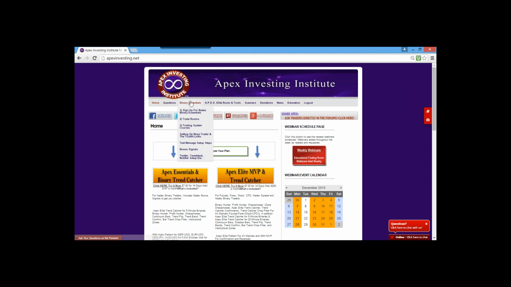Right here under the Binary Essentials tab, this third one down, Trading System Courses. These are all binary trading systems. Some of these are geared towards 5-minute binaries. Some are geared towards 20-minute binaries. Right here, binary strangles. This is geared towards when the market is just going crazy. It's not really trending up or trending down, but there's high volume, there's a lot of volatility, the market is just zigzagging up and down, going crazy.